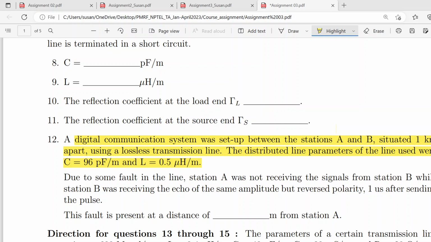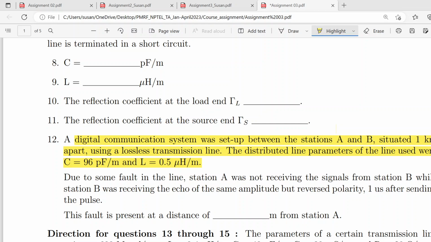Say somewhere here you have a fault on the transmission line. So there is some distance d. So velocity is equal to distance by time, and from here we can write distance is equal to velocity into the time taken to receive the echo.